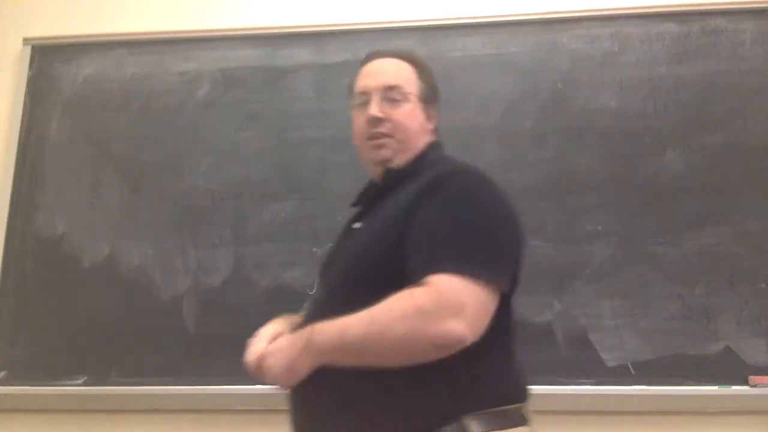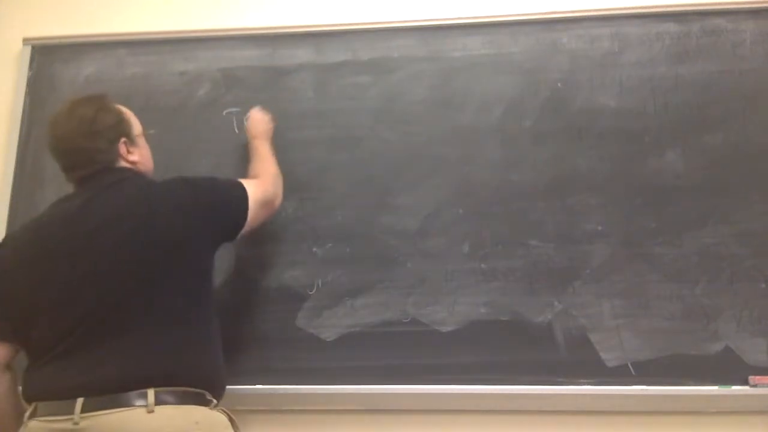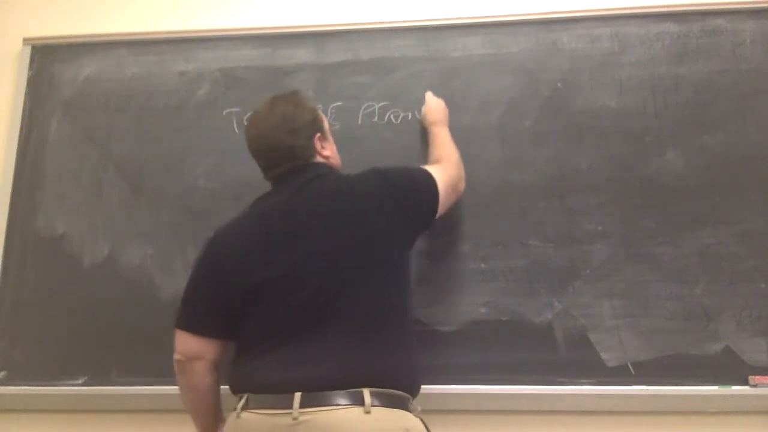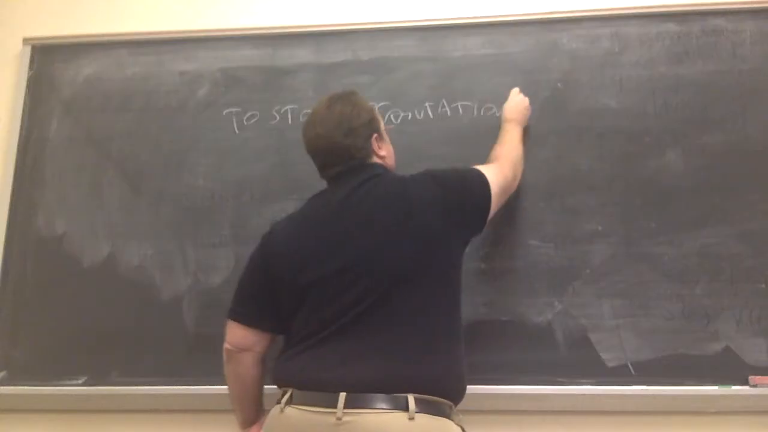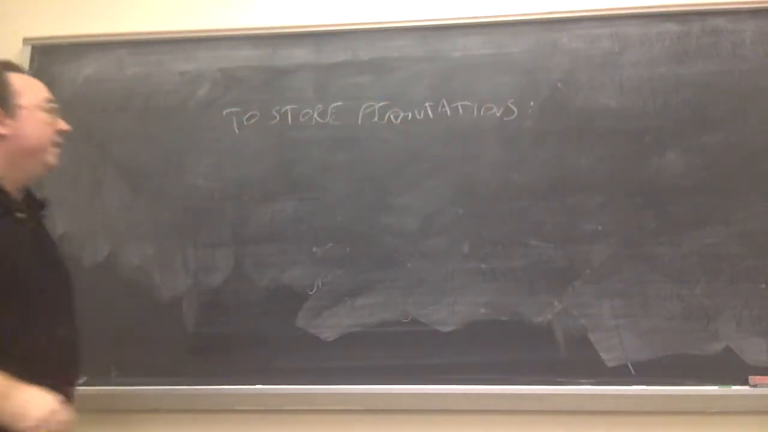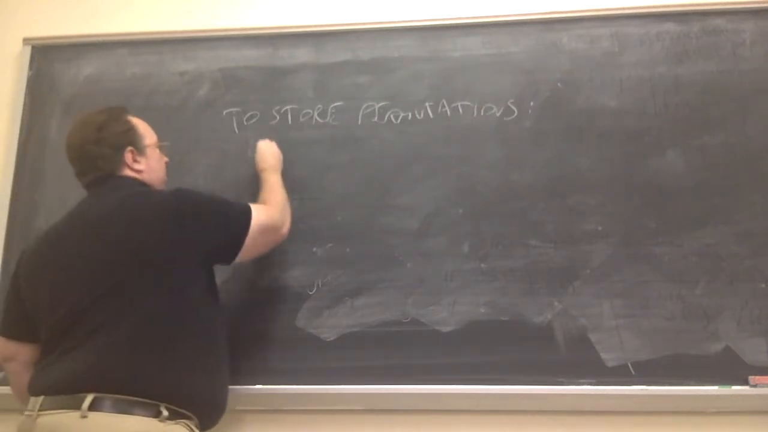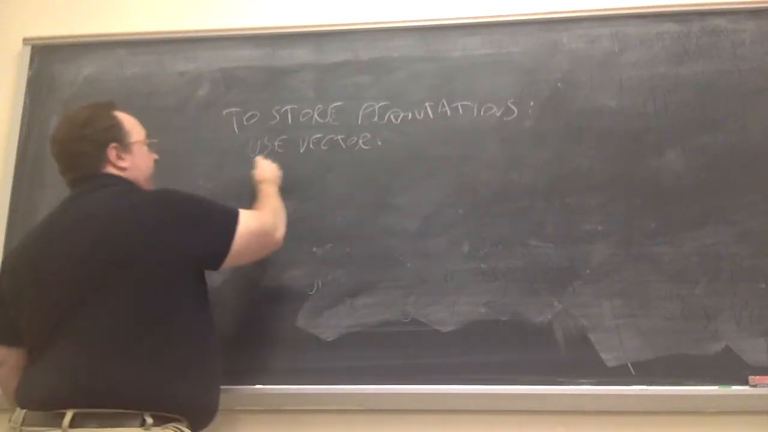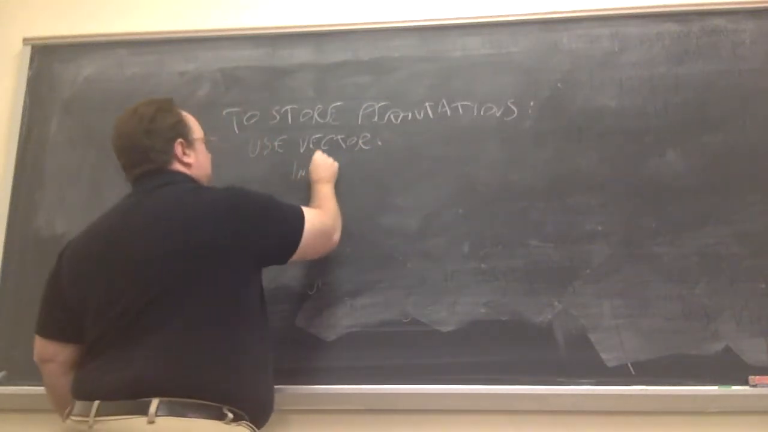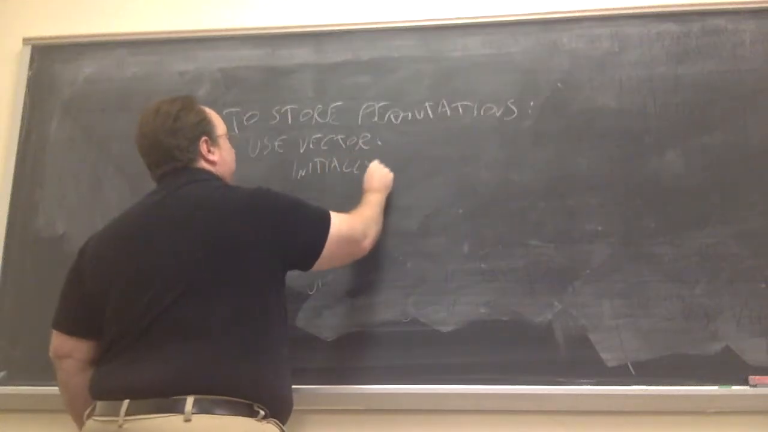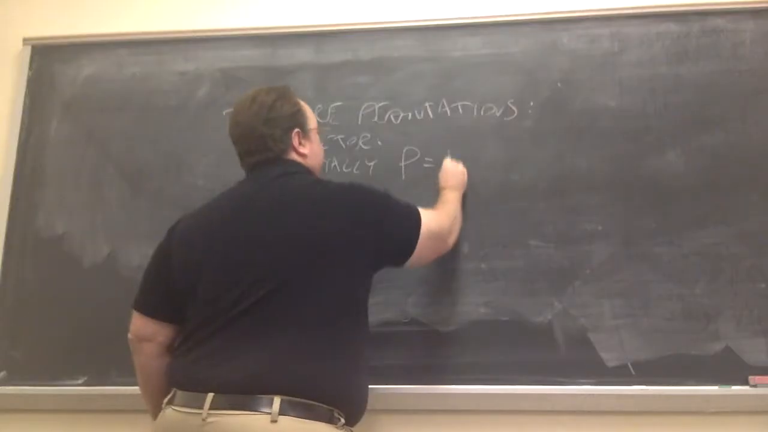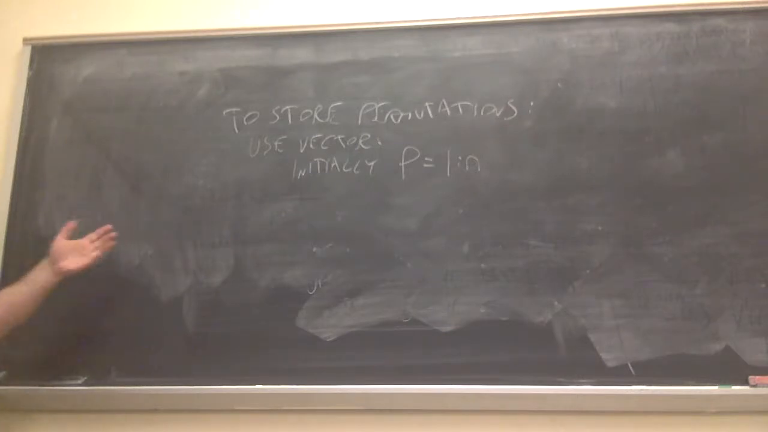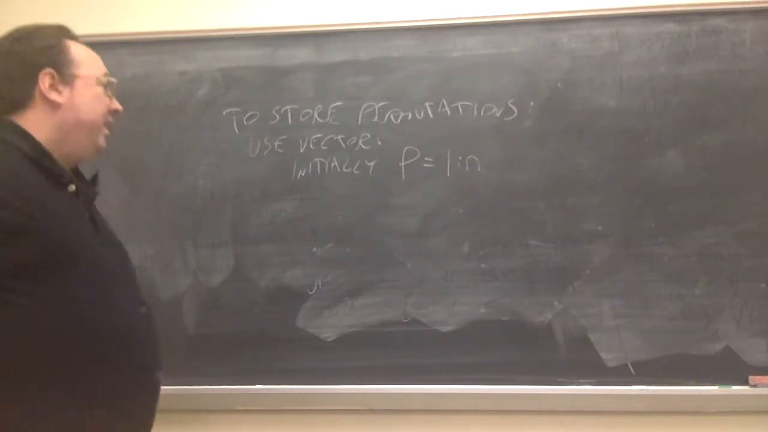All right, here's what you can do. To store permutations, we're not going to create a whole permutation matrix. That's a waste of storage. We're going to make a vector. Initially, before you start Gauss elimination, P, we'll just let it be the indices 1 to n. So the row vector has 1, 2, 3, 4, 5, all the way up to n.